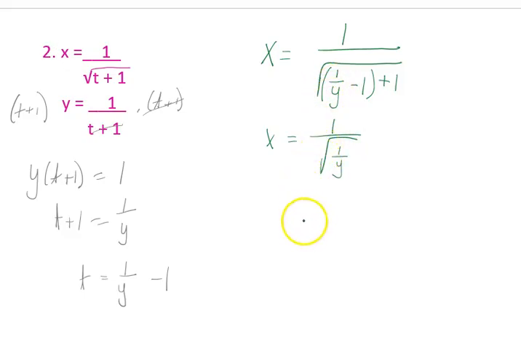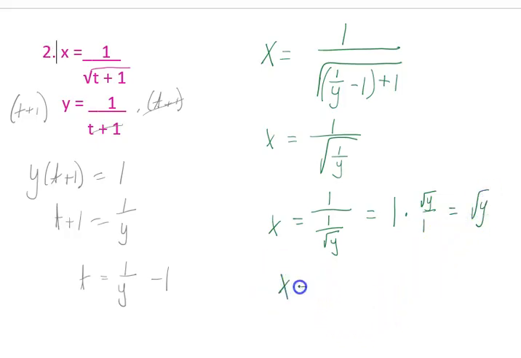Well, now I need to look at how to simplify that. The square root, I can look at the top and the bottom separately. So the square root of 1 is 1, and then I have the square root of y. And since I'm dividing by a fraction, I'm going to write down the top, and then I'm going to flip the bottom and multiply. And I get the square root of y when I do that. So that means that x equals the square root of y.